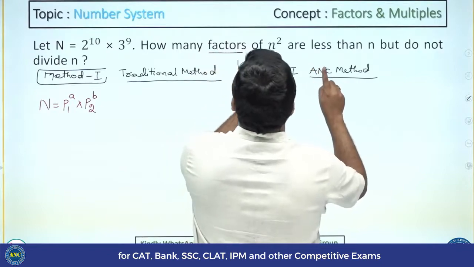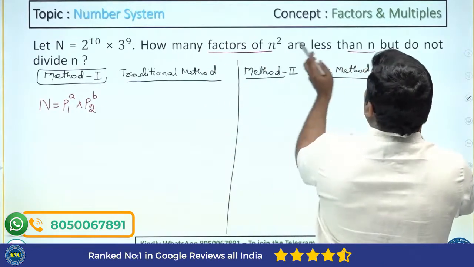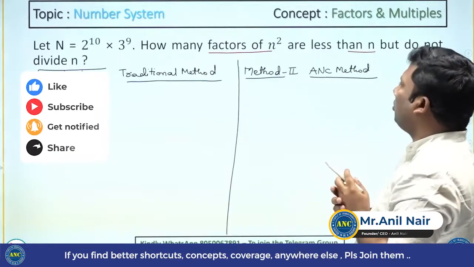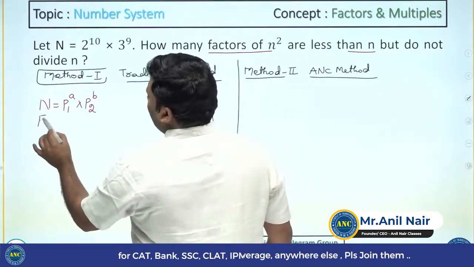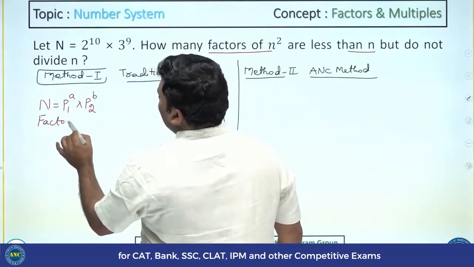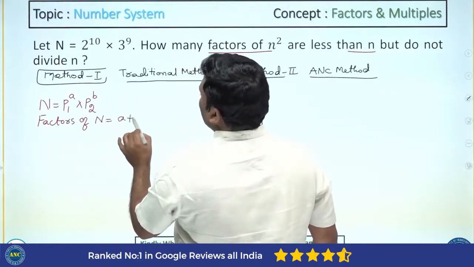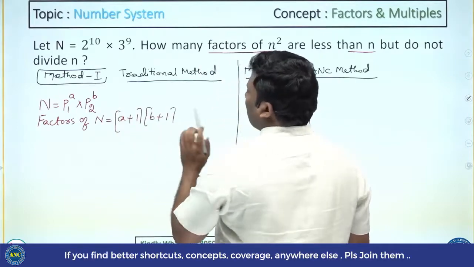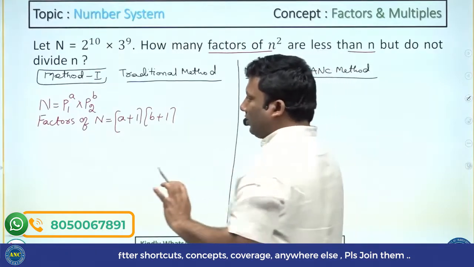We have to find out the factors of n square, and the factors for n. And we have to find how many factors of n square are less than n, but do not divide n. First, step by step we will go. Factors for n will be 0 to a, a plus 1, and 0 to b, b plus 1. So factors for n will be a plus 1 into b plus 1.